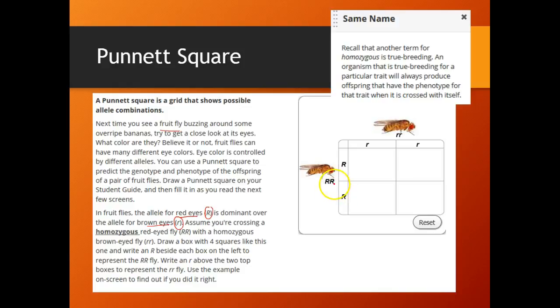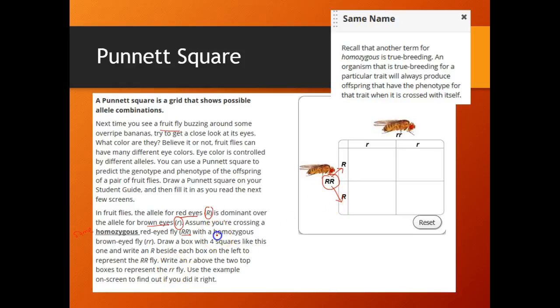So let's say that we're crossing a homozygous, homo meaning the same, so has two of the same alleles, red-eyed fly. So that means if it's homozygous, has the same two alleles, and it has red eyes, it must be big R, big R. And you see that right here. And so what we're going to do is take each of those R's and put it into separate sections, because remember we have that independent assortment. It's going to separate two of its alleles into separate sex cells.